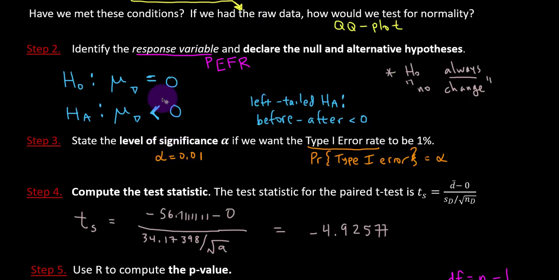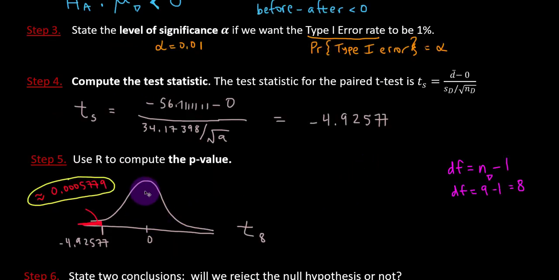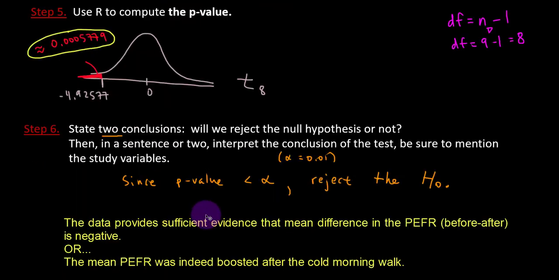We have a null and alternative hypothesis that is about a mean. There is a test statistic, which then determines a p-value. The way that p-value is computed is based on the direction of that alternative hypothesis. And then we state our conclusion based on that p-value.